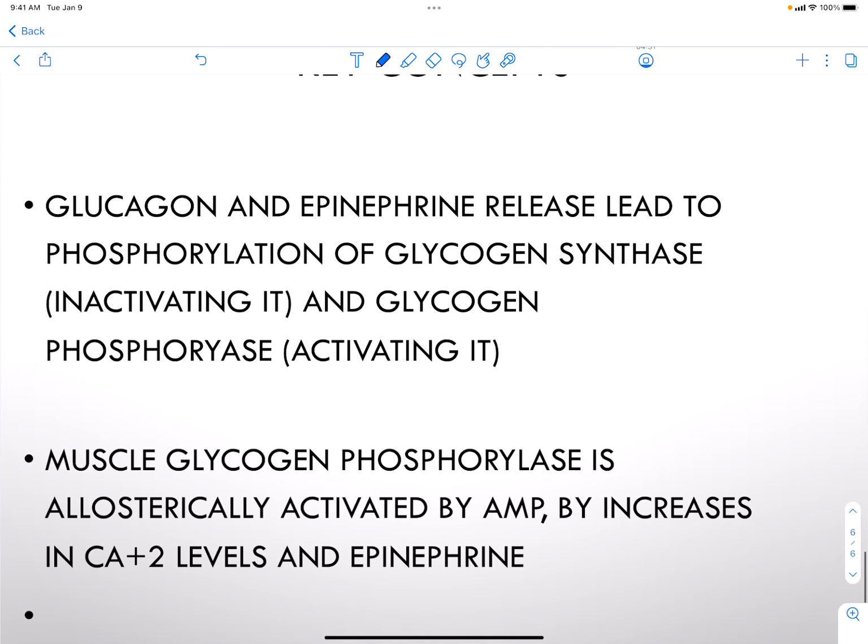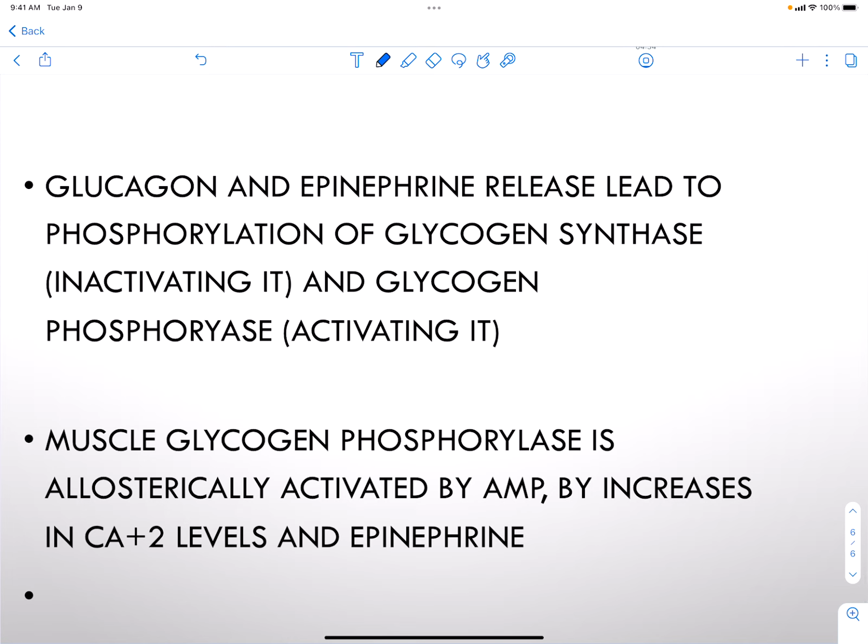So in essence, glucagon, epinephrine are going to lead to the release of glycogen, lead to phosphorylation of glycogen synthase and activating it, and glycogen phosphorylase activating it. This is going to occur both in the liver and in the muscle. This is only epinephrine. Muscle glycogen phosphorylase is allosterically activated by AMP and by increases in calcium levels, through synapses or through epinephrine fight or flight.